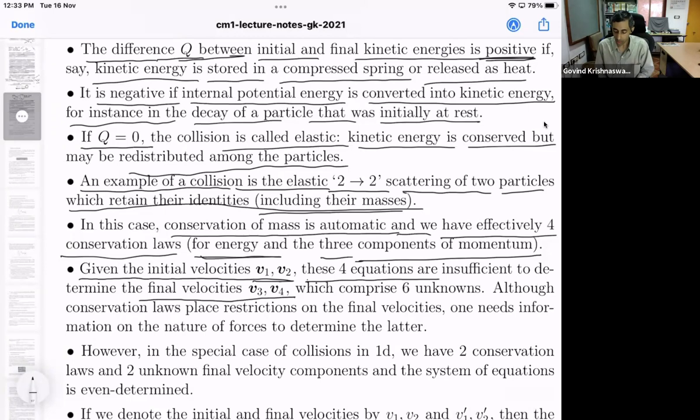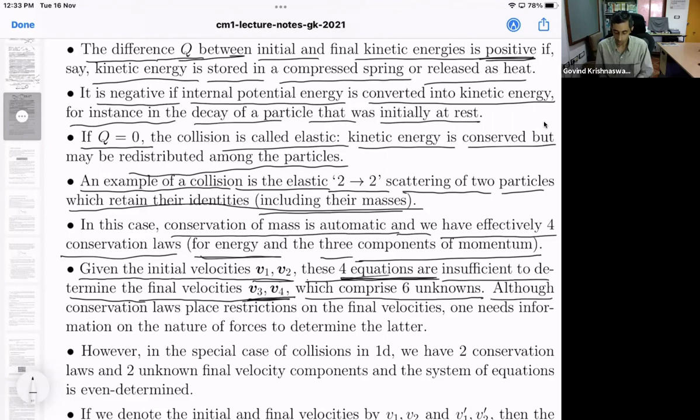Now the velocities of the outgoing particles comprise 6 unknowns, because v3 and v4 each have 3 Cartesian components. So you want to find 6 unknowns. You have only 4 equations. So they are in general insufficient to determine the final velocities. Purely using conservation of momentum and energy will not solve this problem for you.